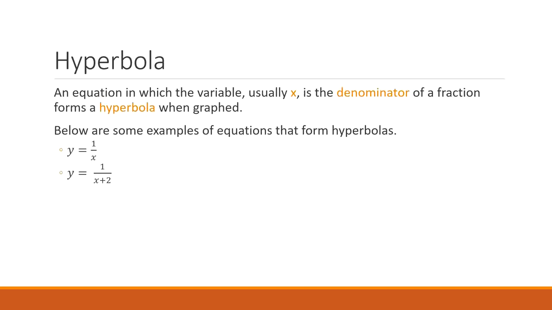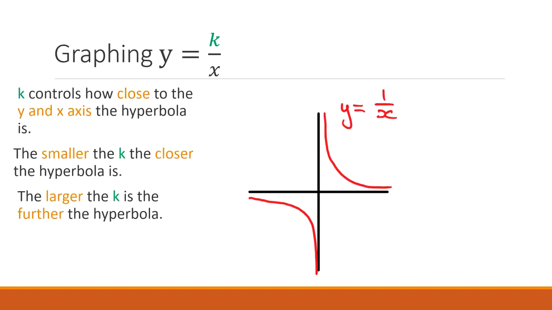So on your screen, there's two examples there: y equals 1 over x, and y equals 1 over x plus 2. When we go to graph these, our k value controls how close to the y and x axis the hyperbola is. If we have a small value for k, the closer the hyperbola is going to be to the very middle, the center there. The larger the k value, the further away it's going to be, and we'll see some of these examples later. But on your screen, you can see your base form, y equals 1 over x.